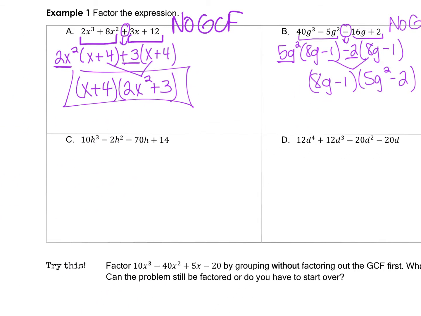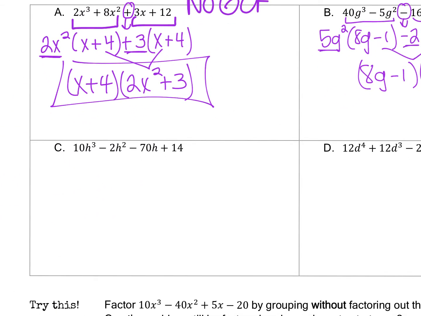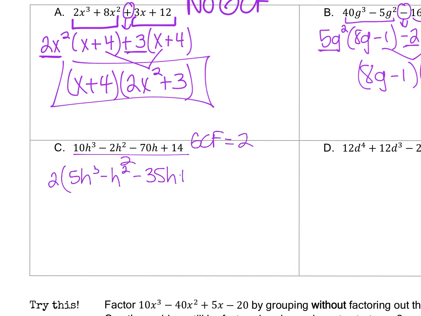Okay, let's take a look at another one. So this one actually does have a GCF of all 4. They all have a 2 in common. So I'm going to first start out by dividing all of them by a 2. So I have to put that 2 out in front. So that's 5h cubed minus h squared minus 35h plus 7.